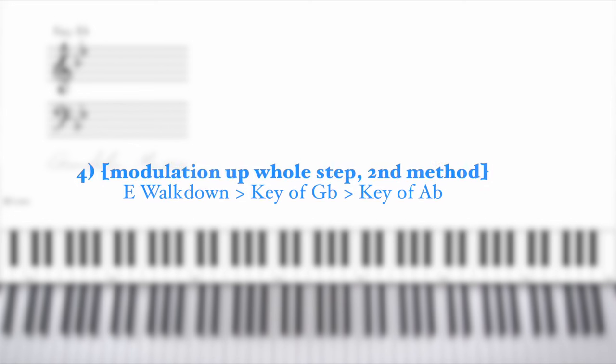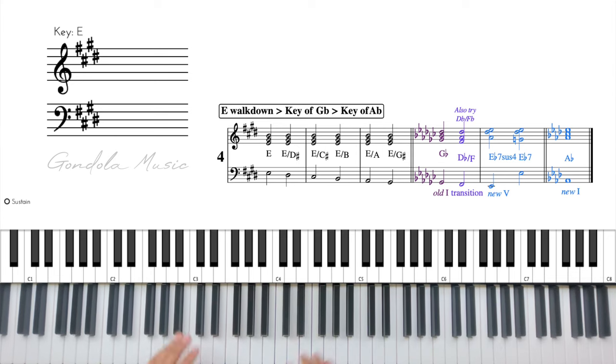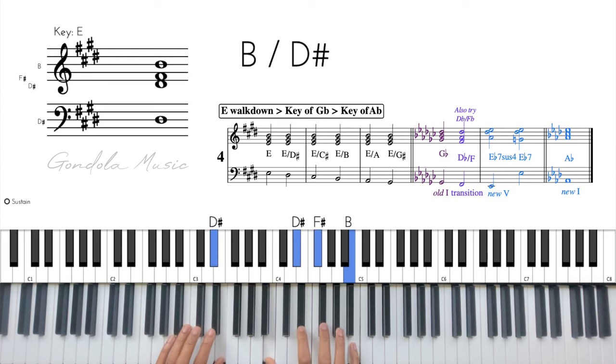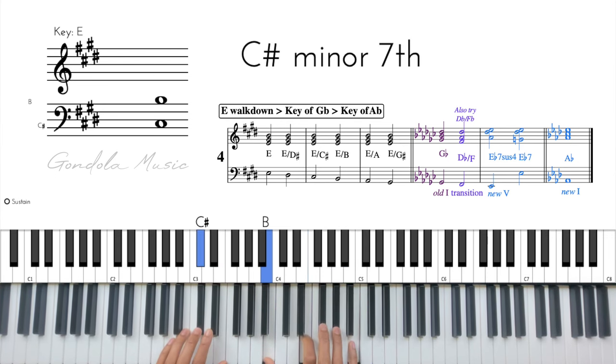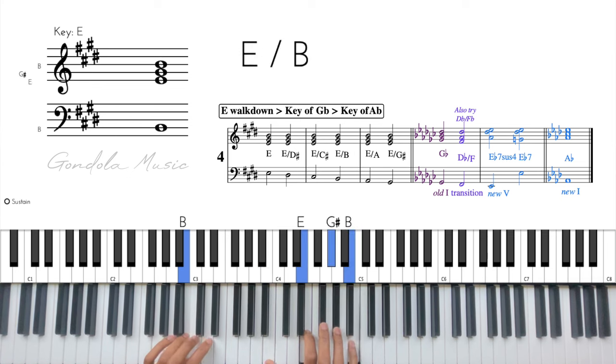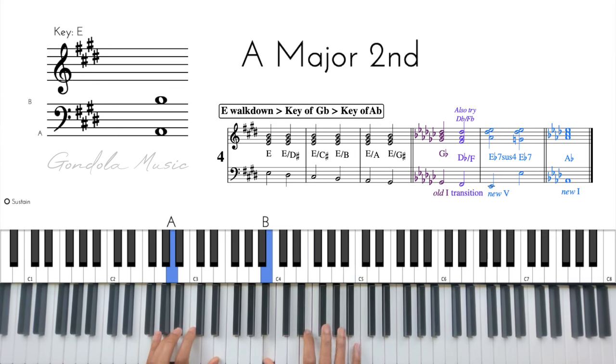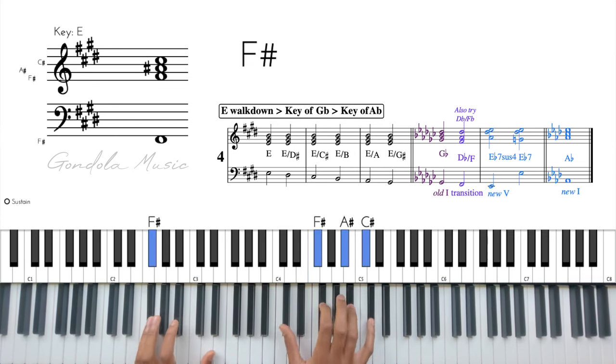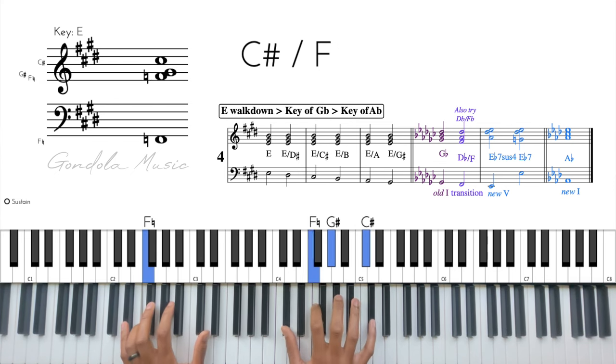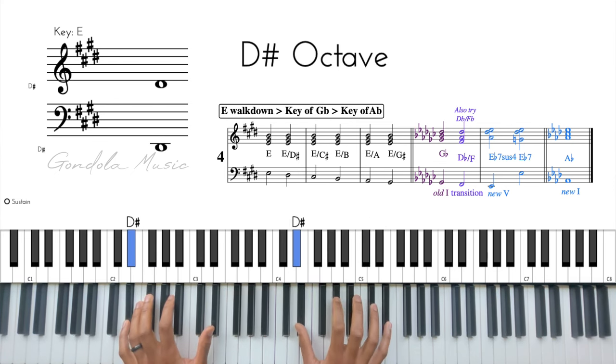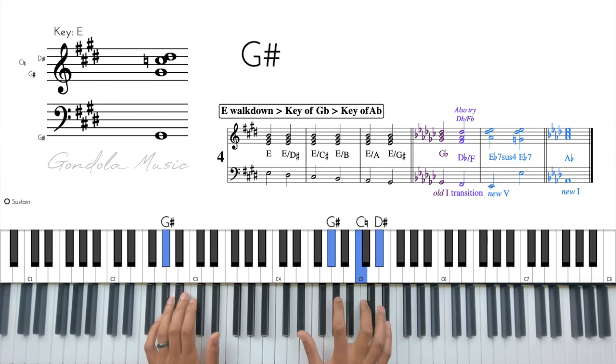In the fourth example, we're modulating up a whole step. This is our second method. So G flat is our conversion chord, at which point we're going to modulate up a whole step and resolve on the new tonic of A flat. Modulation sequence. E flat 7 is your new one, or D sharp, resolve to A flat or G sharp.